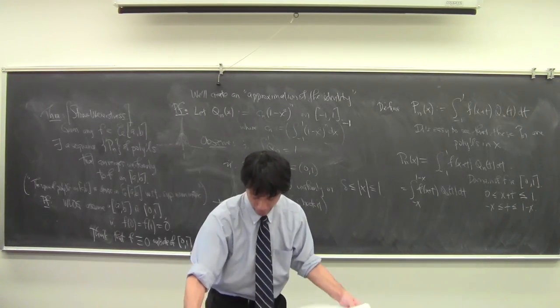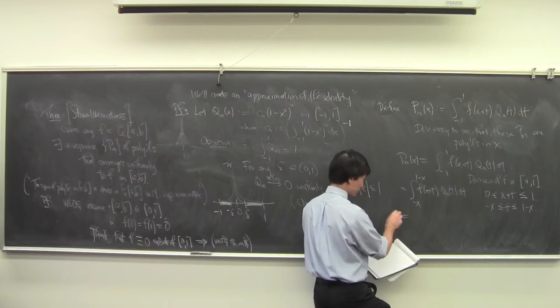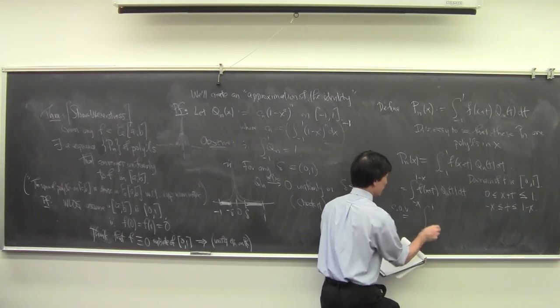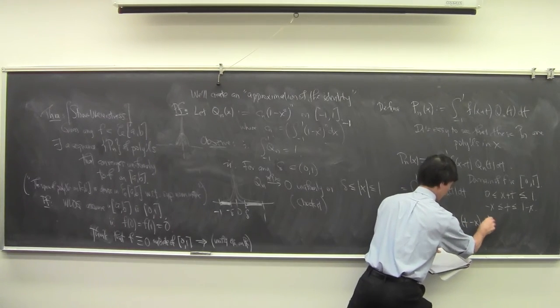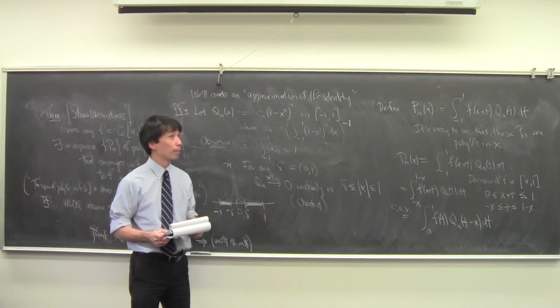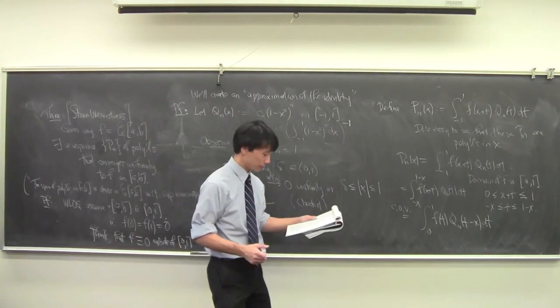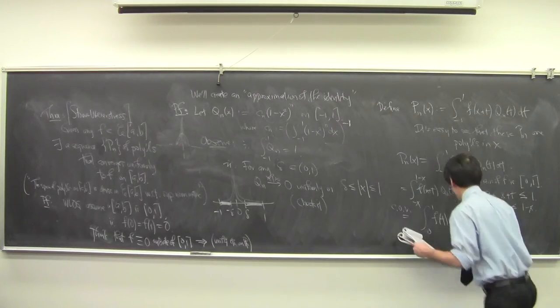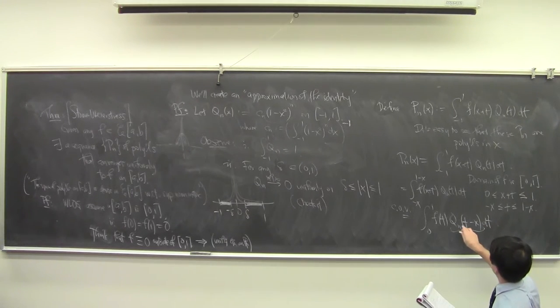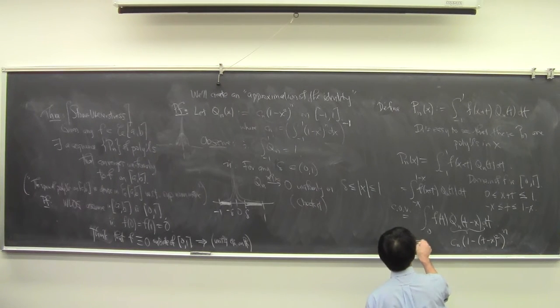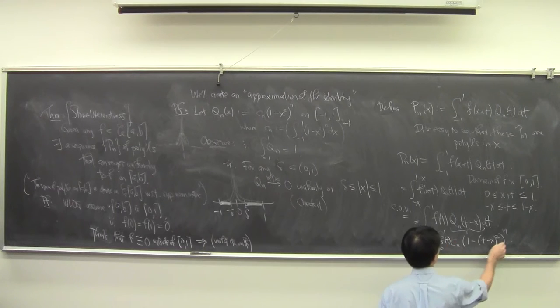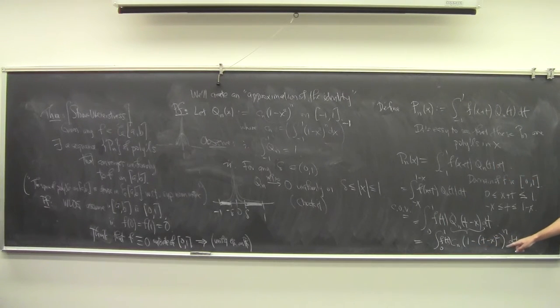Oh, right. Of course. Sorry. Then you do a change of variables, and you can see that this thing can be written like this. And remember what these guys are. Q sub n of t minus x is just C sub n times 1 minus quantity t minus x squared, to the n. So you end up with this.